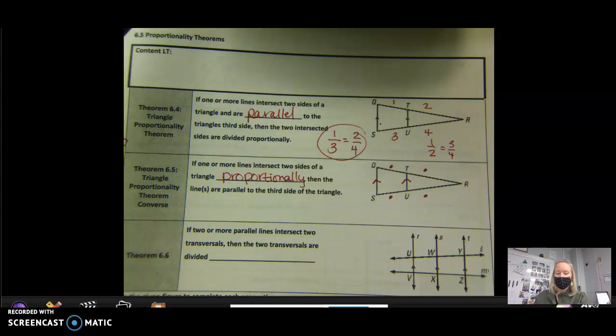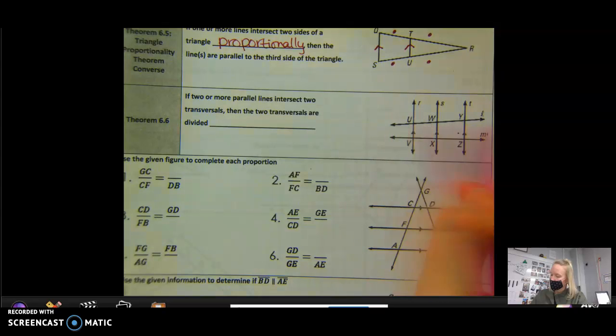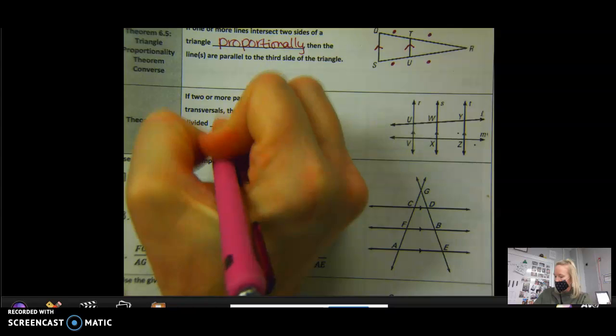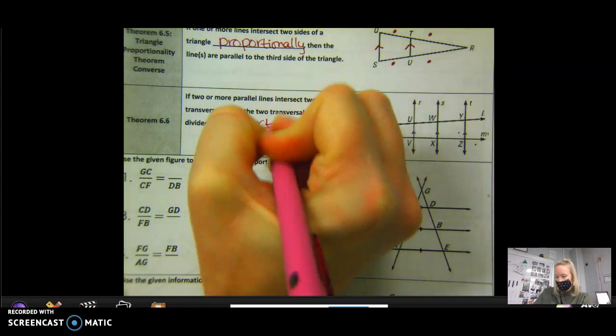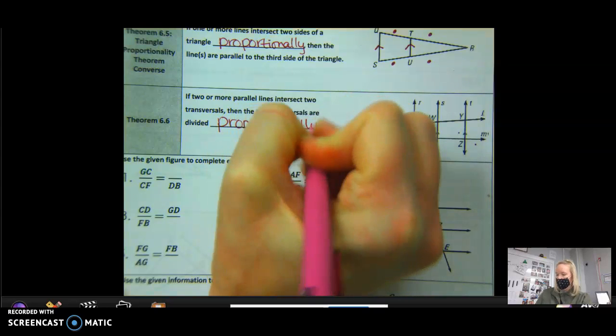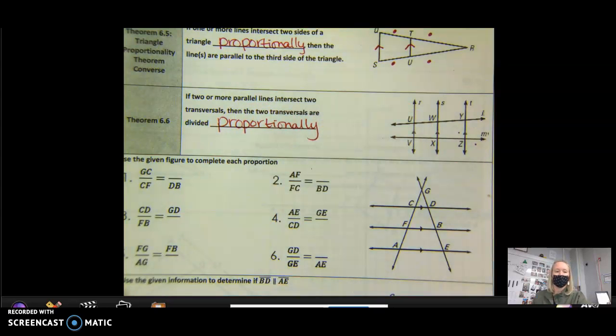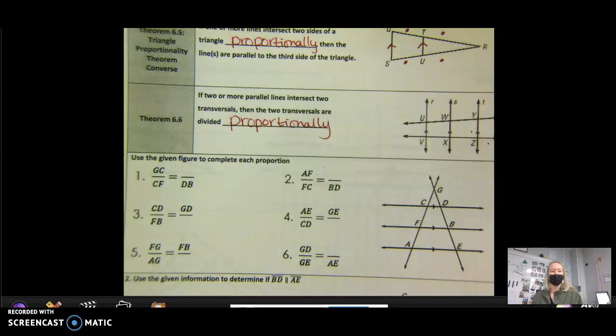And then theorem 6.6, if two or more parallel lines intersect two transversals, so we have 1, 2, 3 parallel lines, and we have two transversals, this guy and this guy, then the two transversals are divided proportionally. Meaning I can set up proportions there, okay? Go ahead and try numbers 1 through 6 real quick. Figure out which side is missing on those.